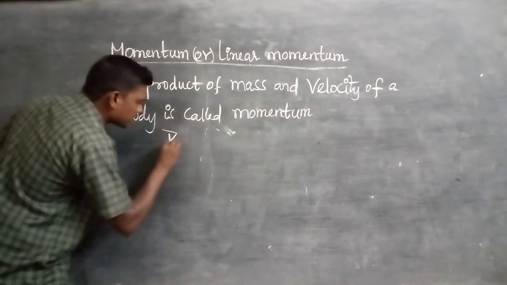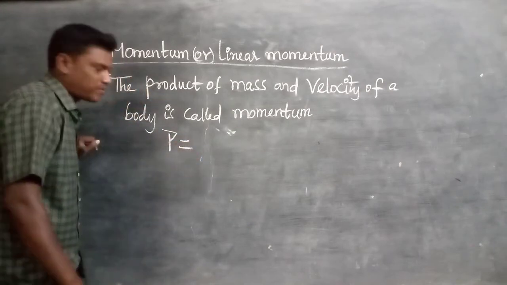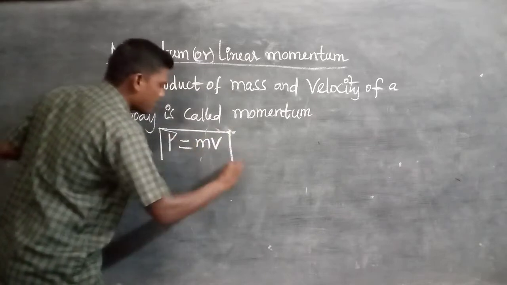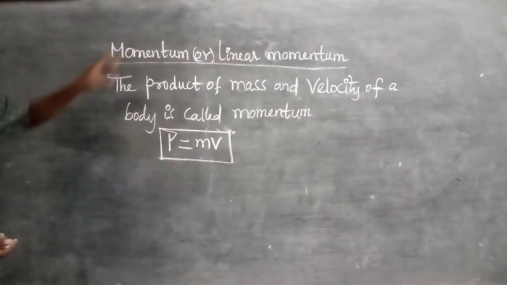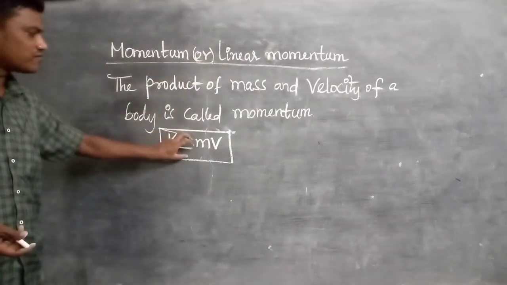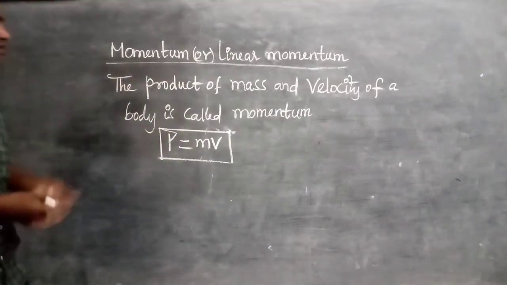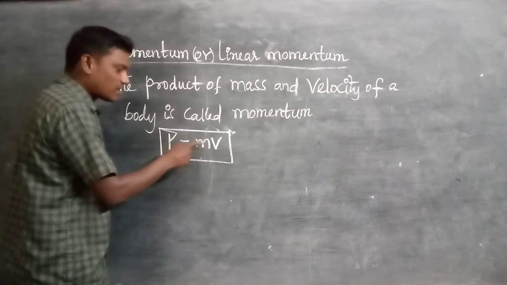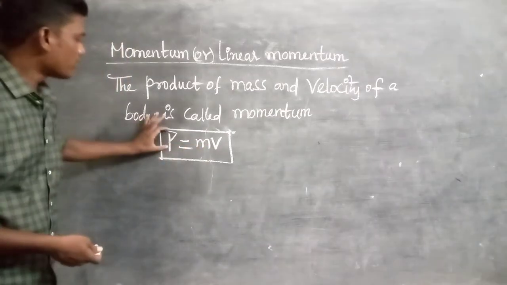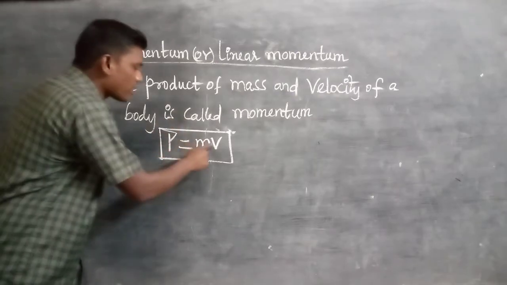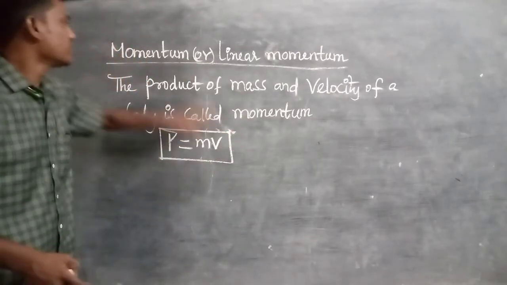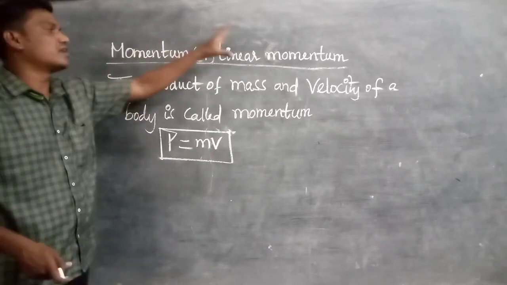Momentum is denoted by the symbol P. P is equal to mv. This is the mathematical formula of momentum or linear momentum. Based on this formula, we can define the statement: m is the mass, v is the velocity, p is the momentum. That's why momentum is nothing but the product of mass and velocity of a given body, which is called momentum or linear momentum.